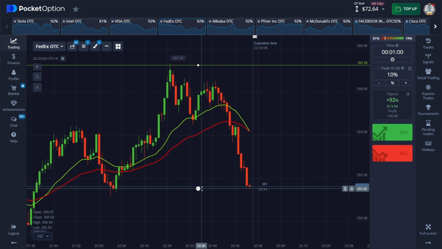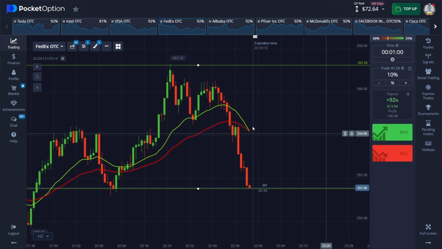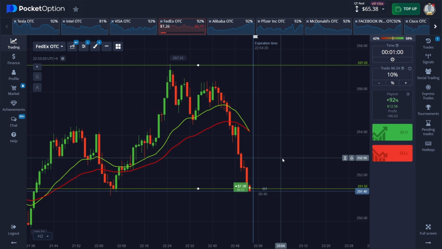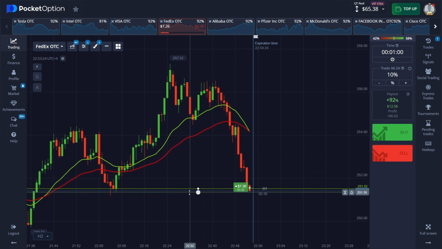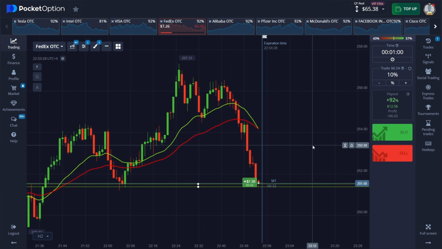FedEx shows a support level, making it a good trade. I placed a trade for the upside move on FedEx OTC from the support level because if you look back, the market has been taking support at this level and changing its trend to move upward. This seems like a good trade with a solid setup, and the market should give at least one rejection, a green candle from here. Currently, it looks a bit risky.